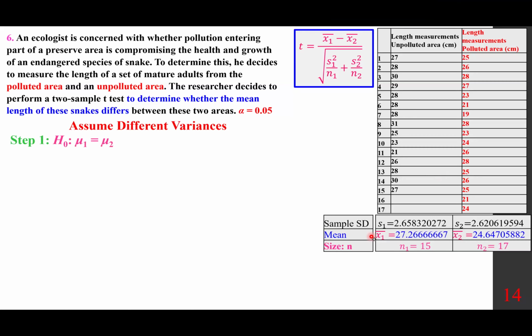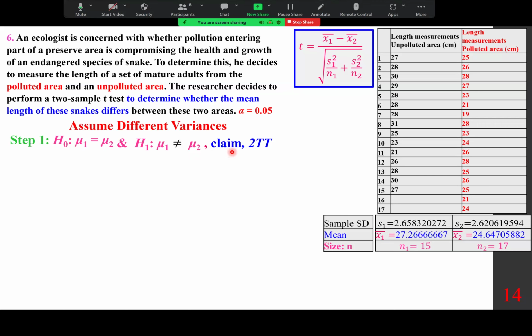So H0: mu1 equals mu2. We want to see if they are different. We are not saying it's larger or smaller. So H1: mu1 is not equal to mu2. That's the claim for this ecologist, and it makes it a two-tailed test. We use this formula to find the test statistic, and we have all the information we need. So we plug the information into this formula.